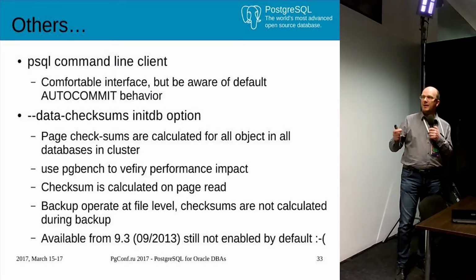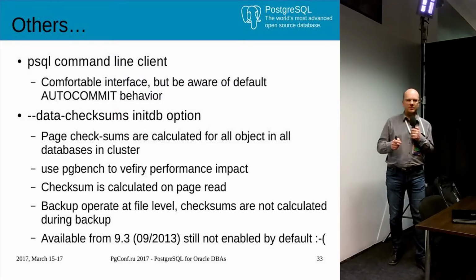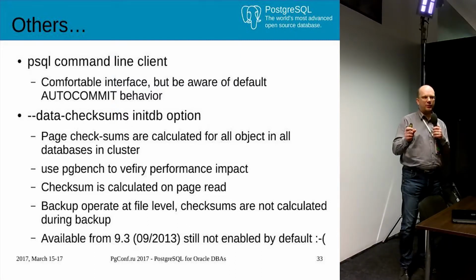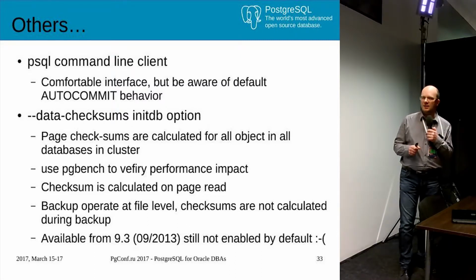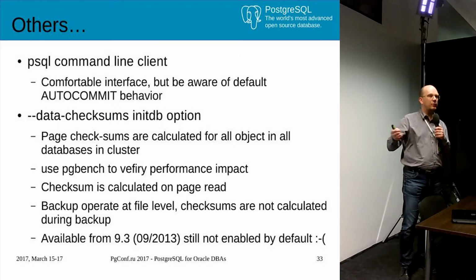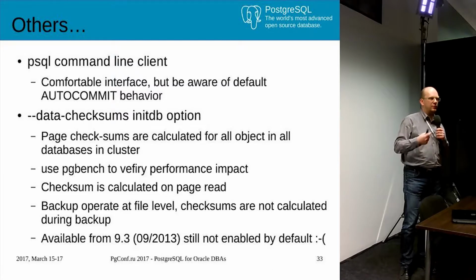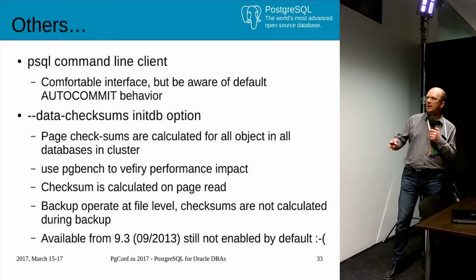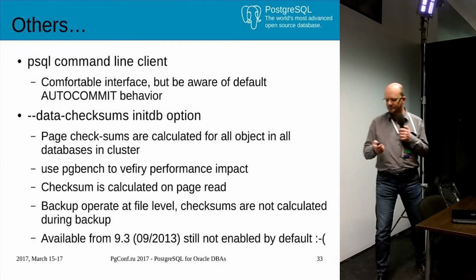But please be aware the backup operates at the file level. So during the backup, you will not realize that there is wrong data and the checksum does not fit. But you might use pg_dump, even if redirected to /dev/null, which reads all the data, and this will report the issue if there is data corruption on disks. Available from 9.3.